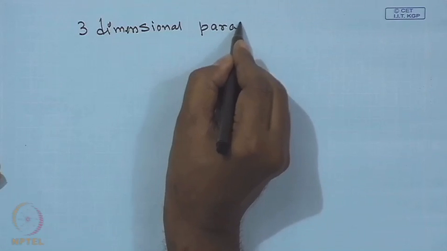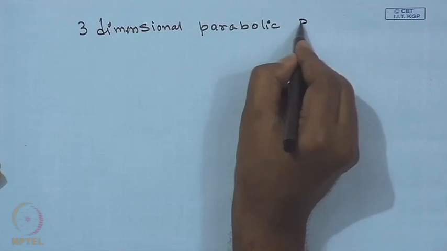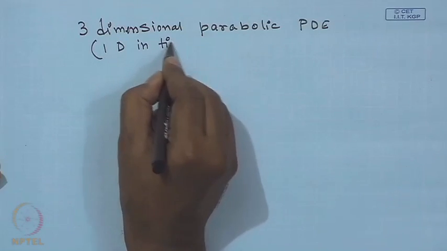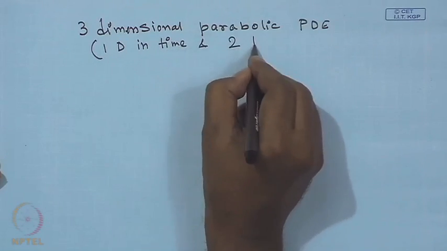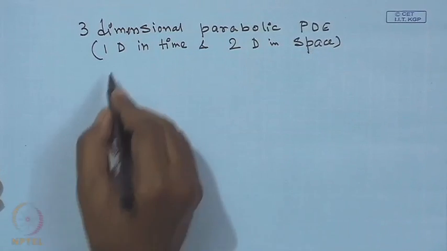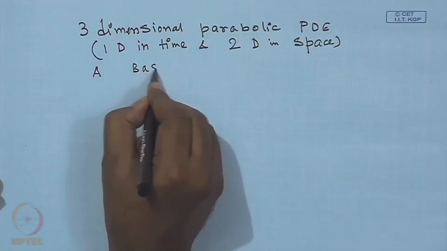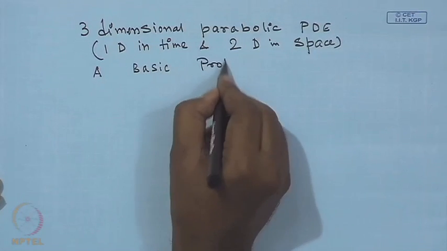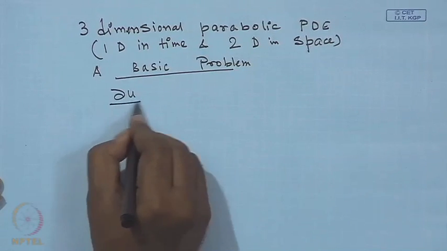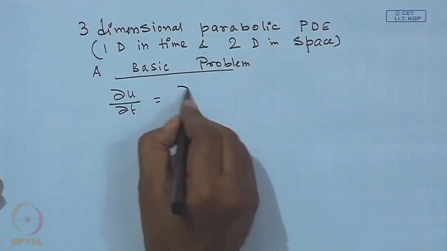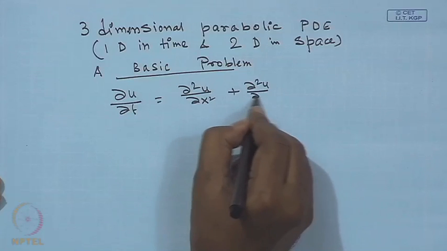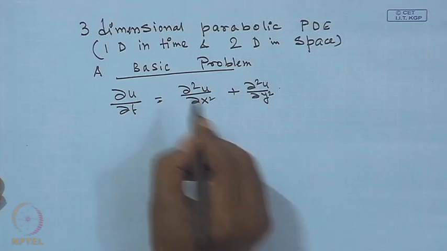So, we will again consider a three-dimensional parabolic PDE, one dimension in time and two dimensions in space, and we consider a basic problem. The governing equation of this problem will be del u del t is equal to del square u del x square plus del square u del y square. So, that remains the same.